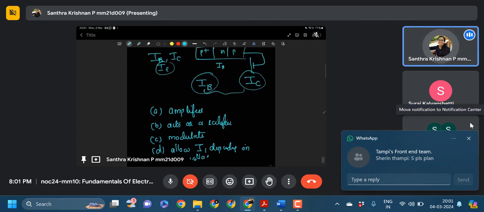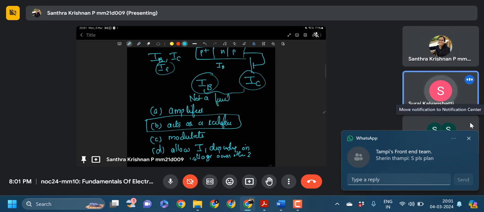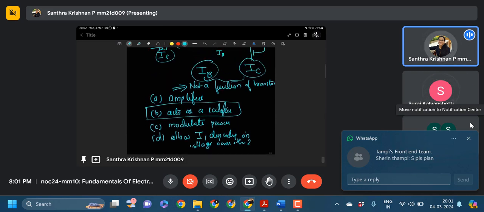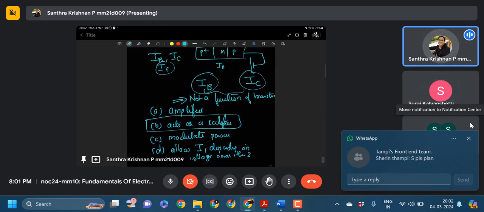Voltage across the other two terminals. So the answer is not a function of transistors; it acts as a rectifier. It can modulate power. Yeah, it can modulate power. So a transistor can... I into V, the IV characteristics. So I think the transistor and BJT part is clear, right?